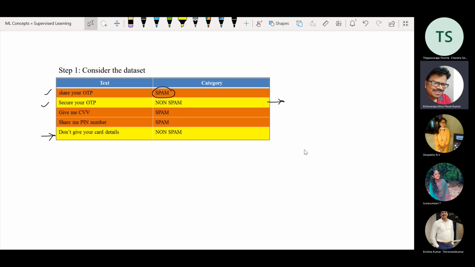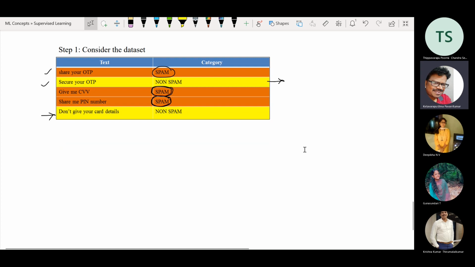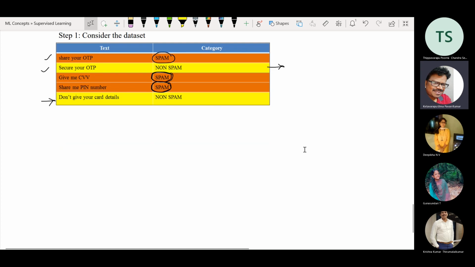We have picked up those data items, and especially in the spam orientation, if you observe, "share your OTP" belongs to spam based on the existing conditions and our experience. "Give me the CVV" is also spam, and "share me PIN number" also belongs to spam. Now, based on these, I need to find out whether the given query I am working with is spam or not spam, based on the available data.